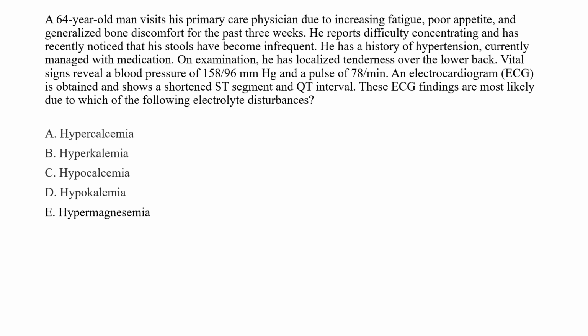Vital signs reveal a blood pressure of 158/96 and a pulse of 78. An ECG is obtained and shows a shortened ST segment and QT interval. These ECG findings are most likely due to which of the following electrolyte disturbances? A. Hypercalcemia, B. Hyperkalemia, C. Hypocalcemia, D. Hypokalemia, E. Hypermagnesemia.